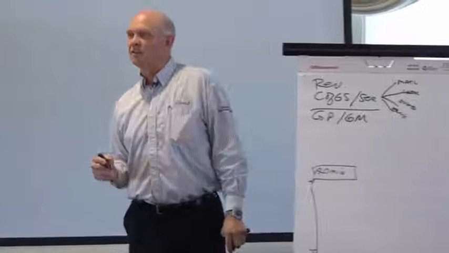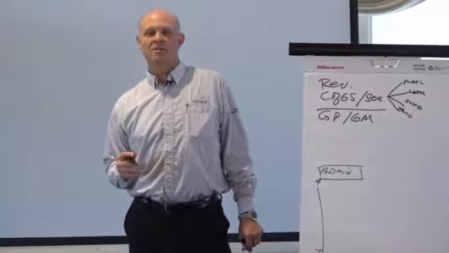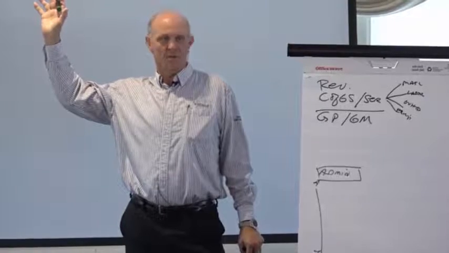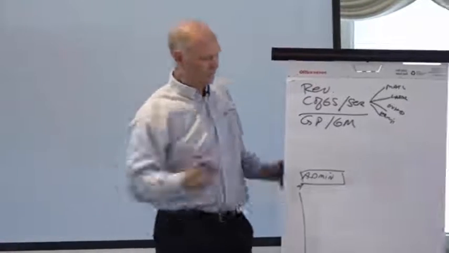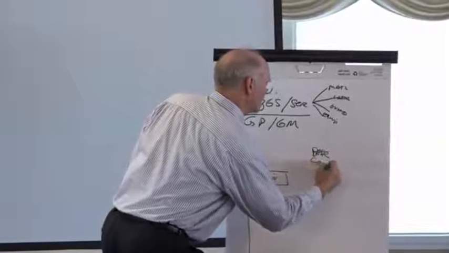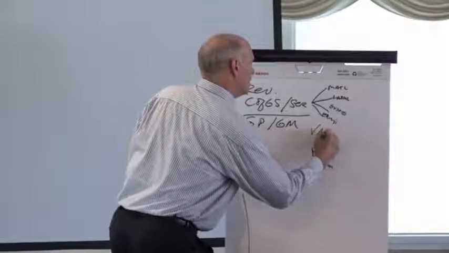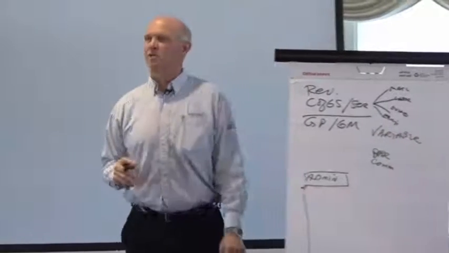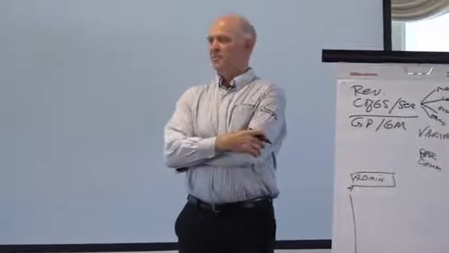It's alphabetical. How many of you have a salesperson where you pay a base and a commission? Anybody? Okay, about half the room. So we've got a base and we've got a commission. Now I'm going to introduce what's called a variable expense. Who can tell me what a variable expense is versus a fixed expense?